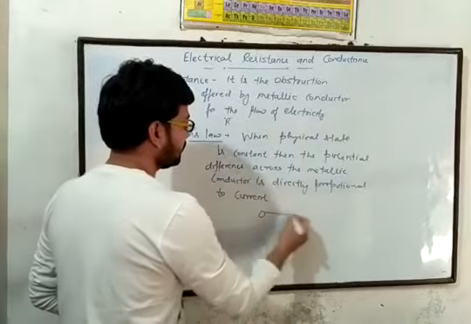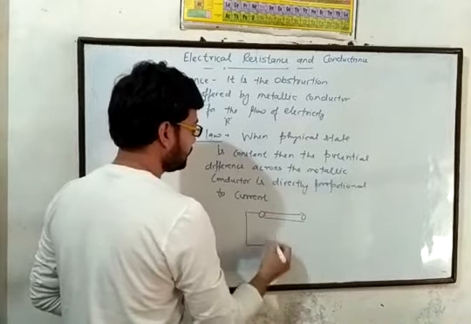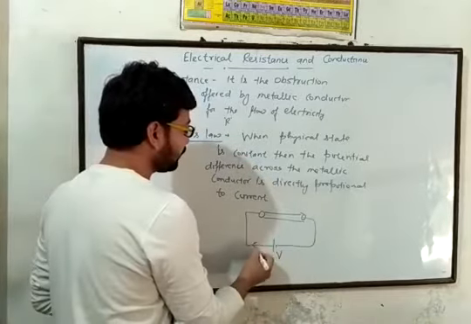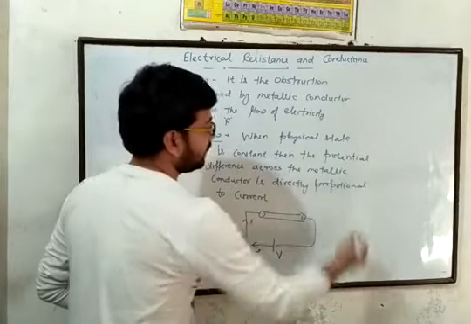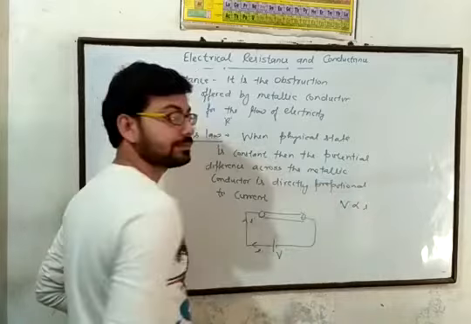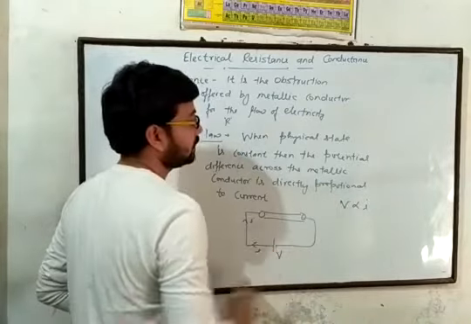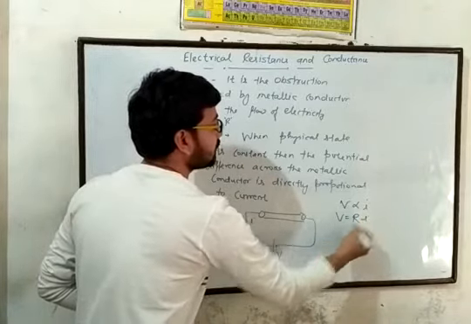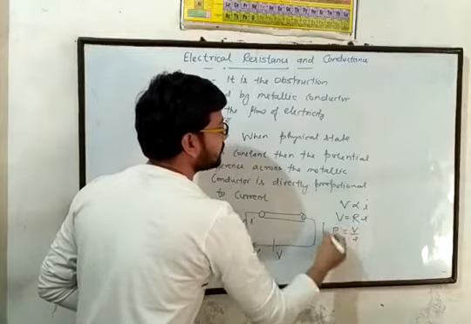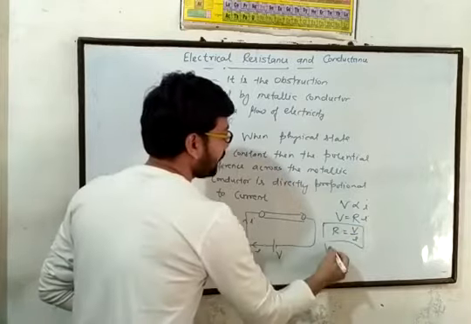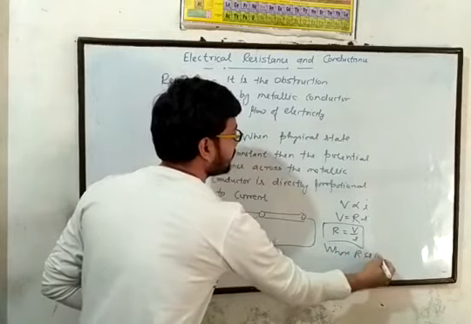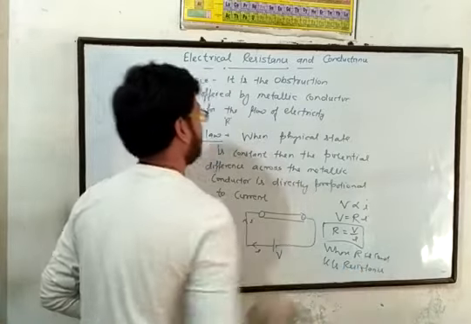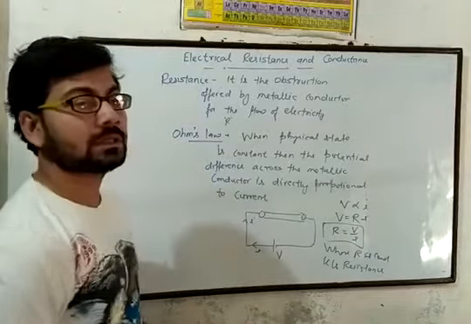This means that this is a conductor joined with a battery having potential V, and the current is flowing through the wire, then V is proportional to I. After removal of this proportional sign we get a new constant R, and R is equal to V upon I, where R is a constant known as resistance. So this is the concept of resistance.